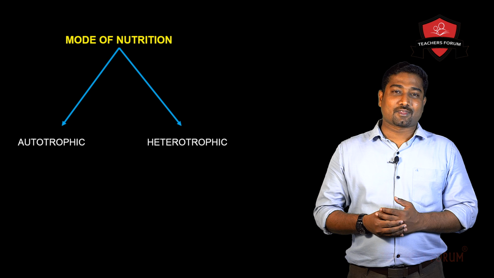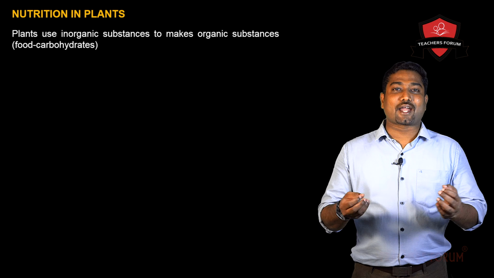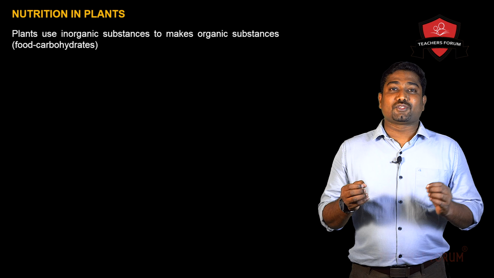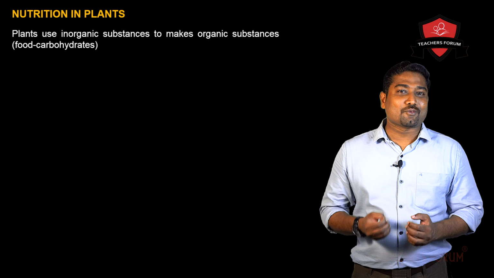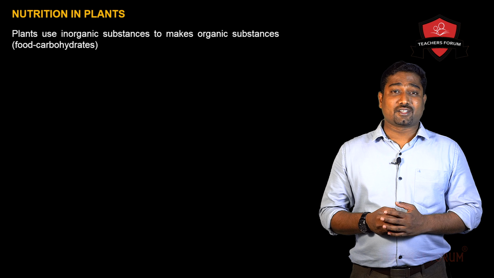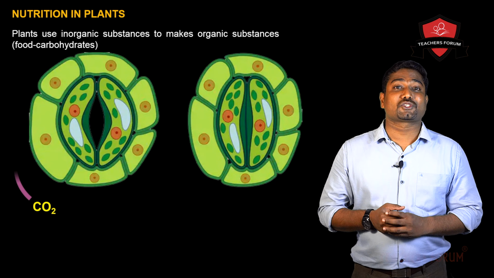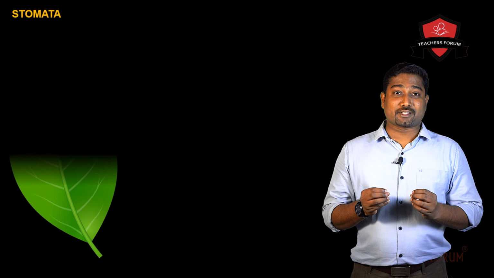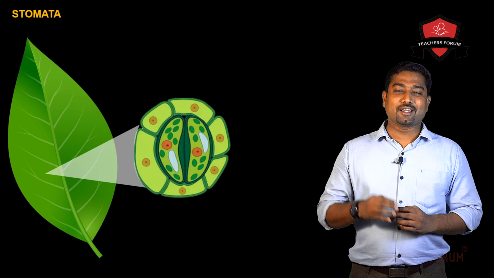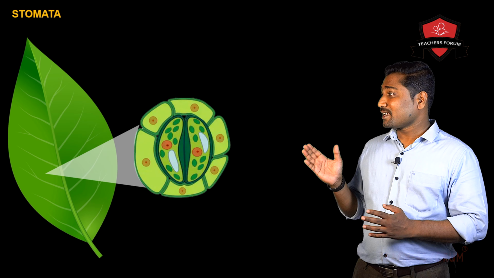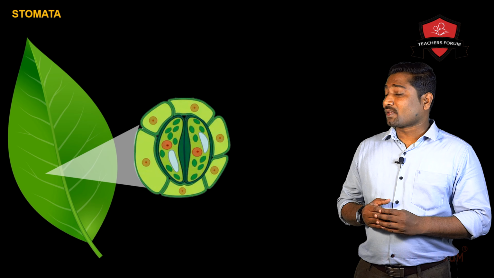Nutrition in plants. Green plants have the ability to convert inorganic substances like carbon dioxide and water to an organic substance called carbohydrate. They use carbon dioxide and water to make their own food, and this process is facilitated by sunlight and chlorophyll. The carbon dioxide is taken through the stomata. You know stomata? Stomata are the small minute pores present in the lower surface of the leaf. That's a stomata. The stomata or the opening is guarded by 2 guard cells.